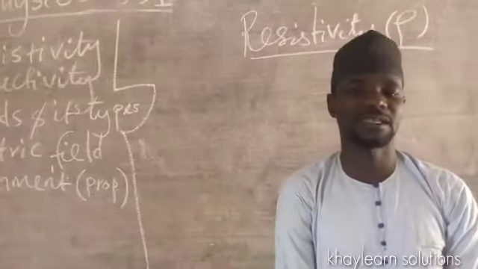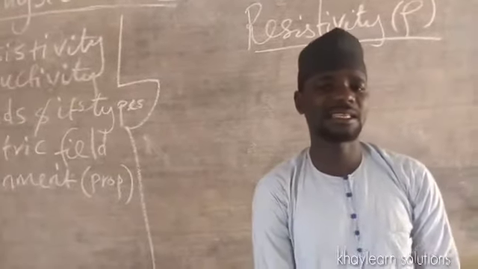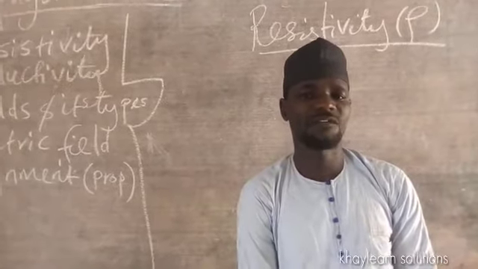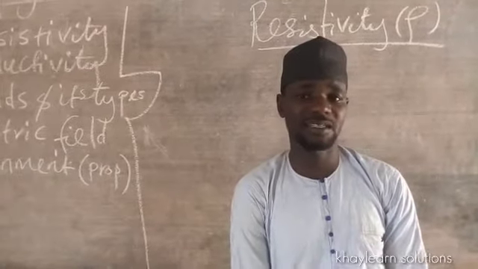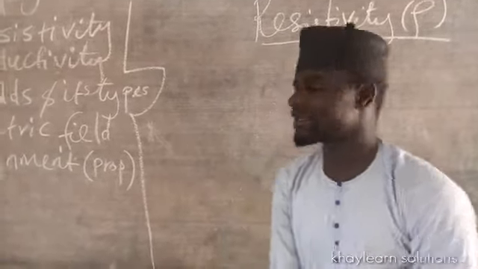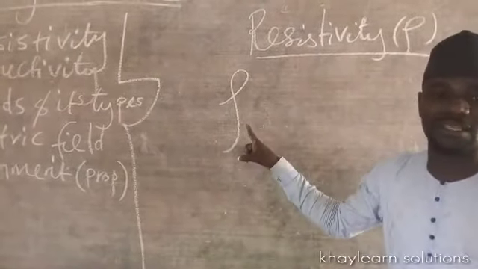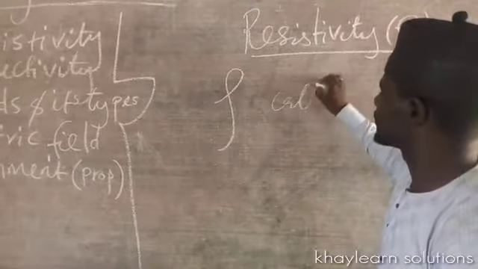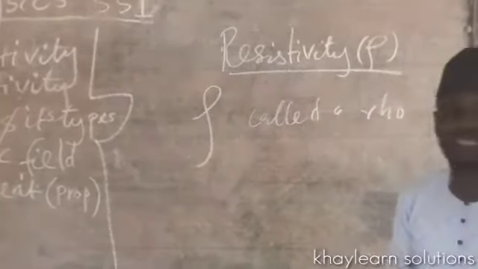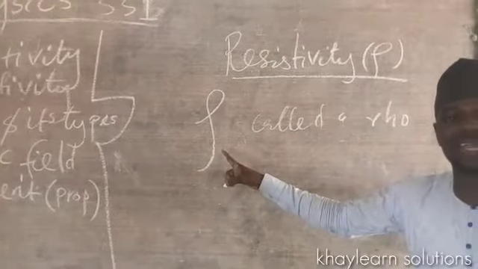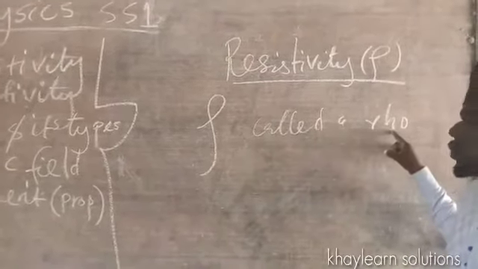There are effects of resistivity, but before coming to the effects, let's see the formula for resistivity, which somebody can use to make calculations on resistivity. The resistivity has a symbol, this. This symbol is for resistivity and it is called rho. This rho is a Greek alphabet, the symbol of resistivity.